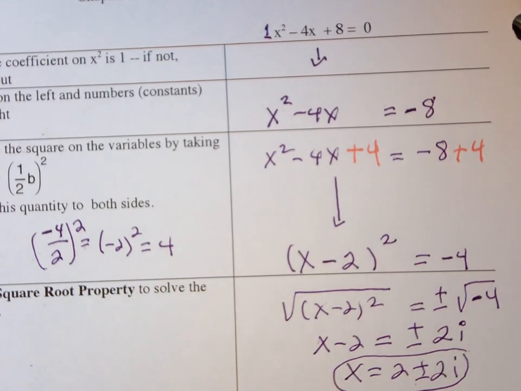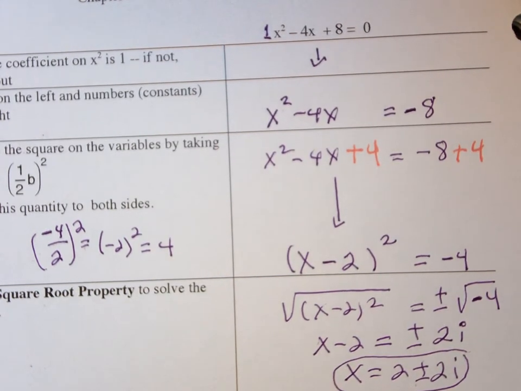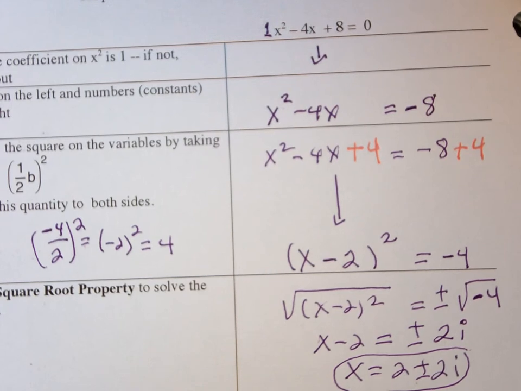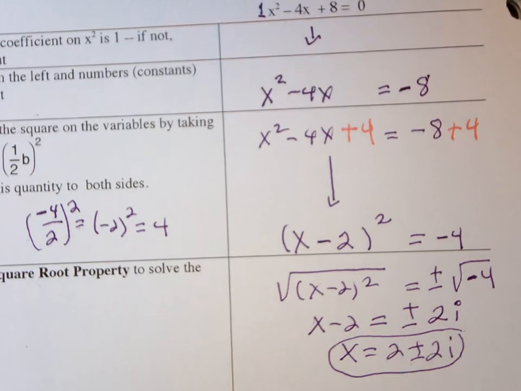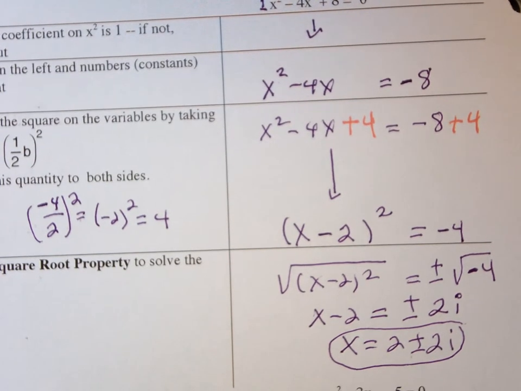2 doesn't have an i, so I can't make it part of the 2i. And you just leave it that way. Can't be simplified anymore. And they're imaginary, so you couldn't even graph it.